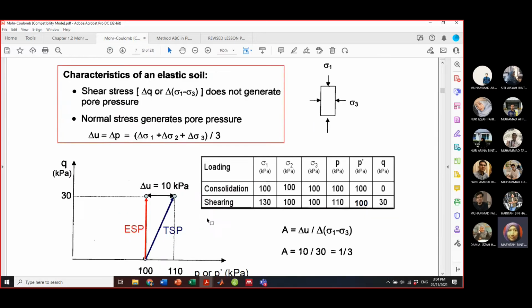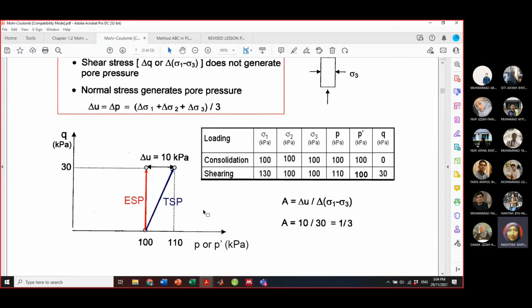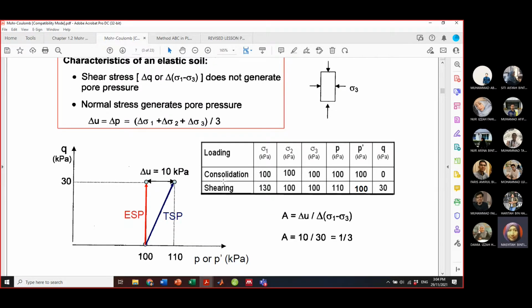So the significant for the pore pressure for elastic, you akan nampak the changes from this data lah dalam loading consolidation stage dan juga shearing stage. So the deviatoric stress is a 30, the changes in pore water pressure is a 10.